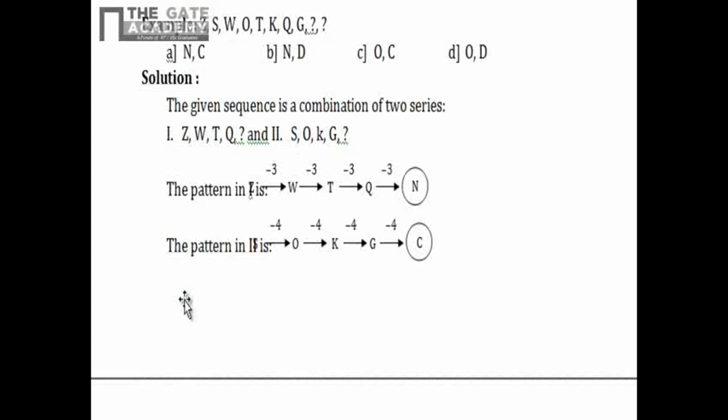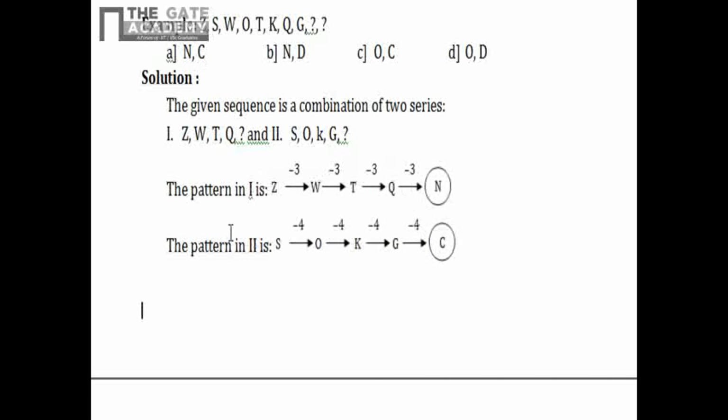Now we will see the next type of example. Here if you look at the question, it is a bit confusing. You won't be able to decode the logic easily, but in this type of question the sequence contains two series. That means it's a combination of two sequences. The first one is Z W T Q, and the second one is S O K G. So you have to decode the pattern in both of them.